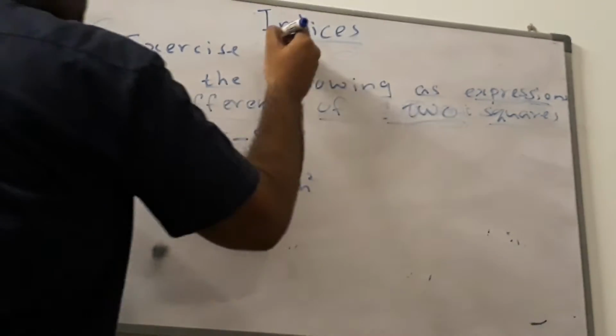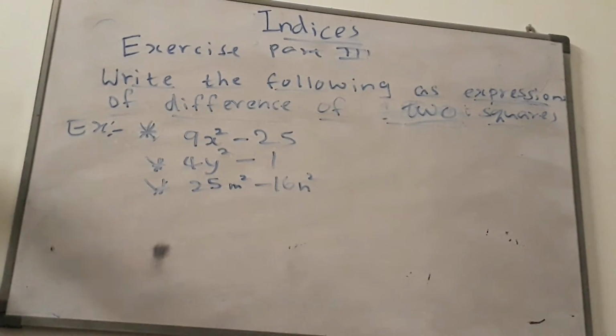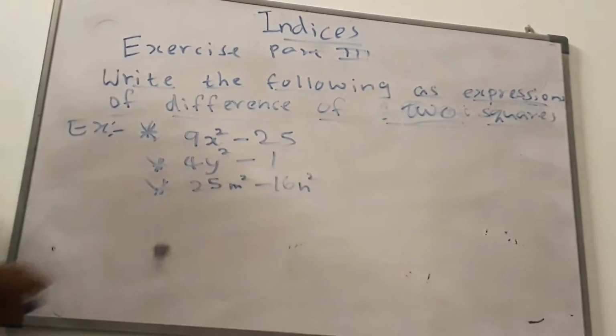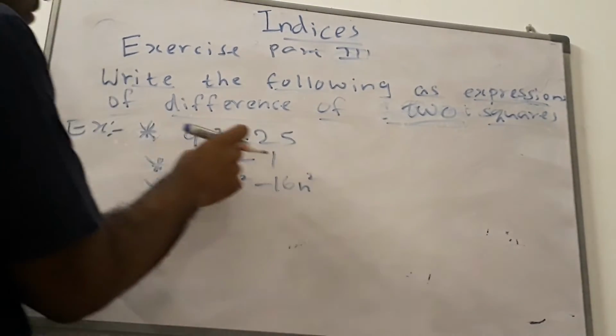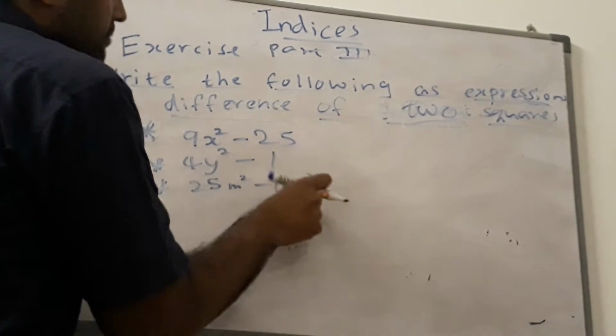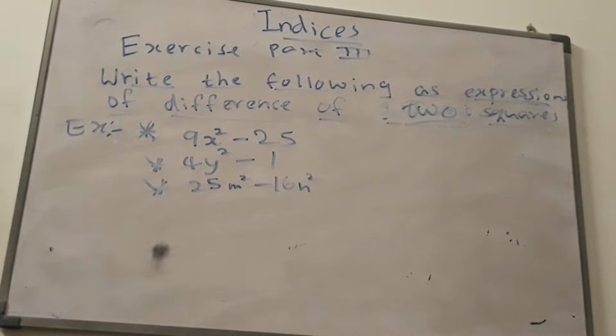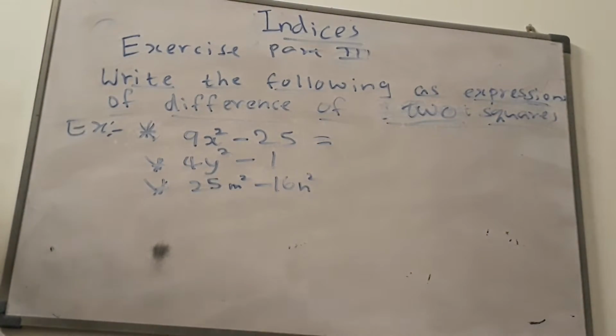Indices exercise part 3. Write the following as expressions of difference of two squares. These can be written as difference of two squares: 9x squared minus 25, 4y squared minus 1, as well as 25m squared minus 16n squared. Let's check how we could do that.